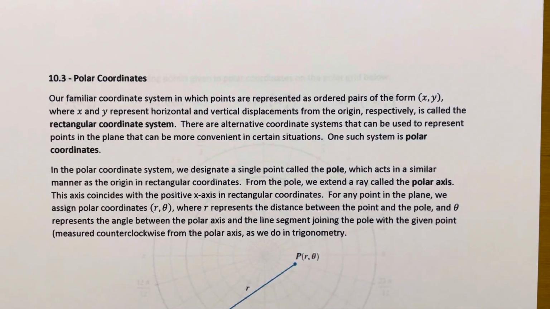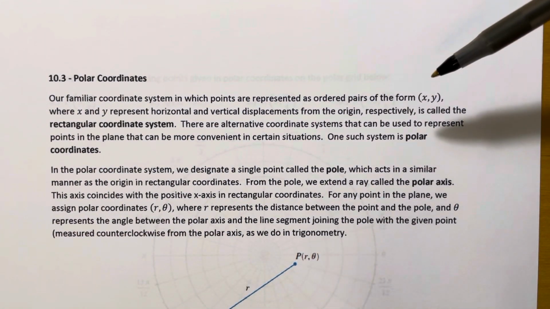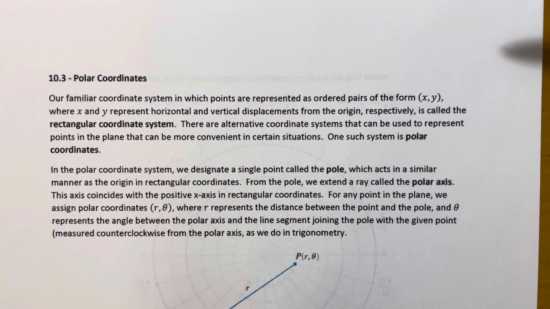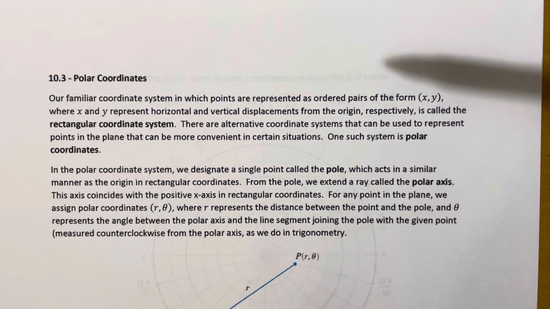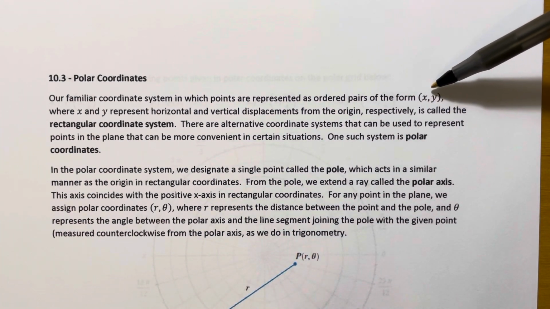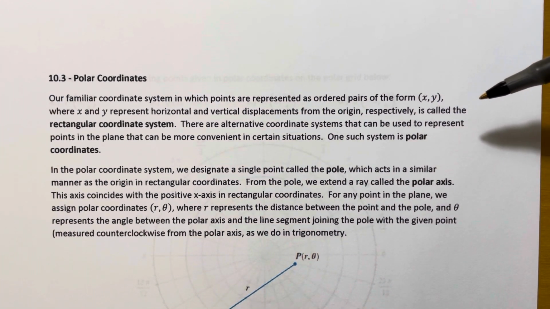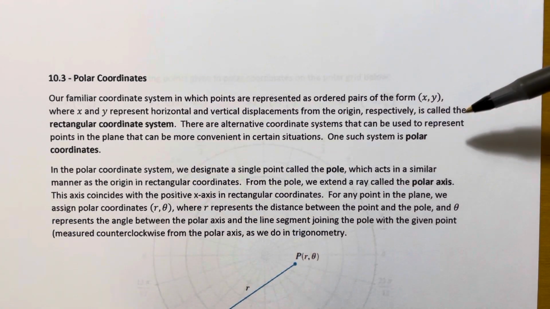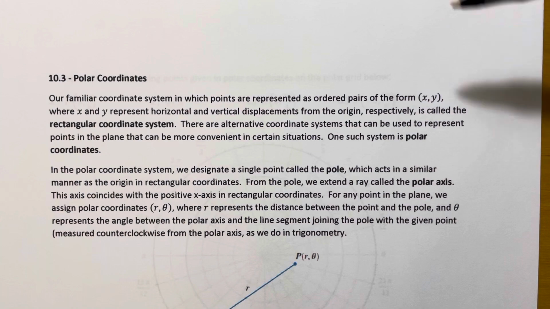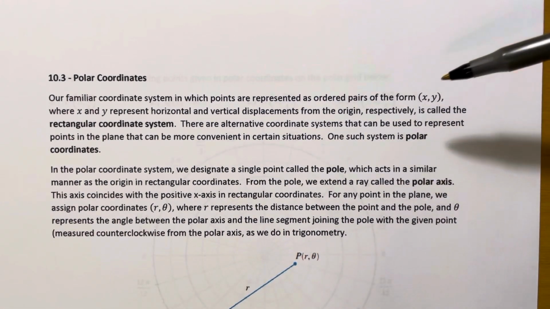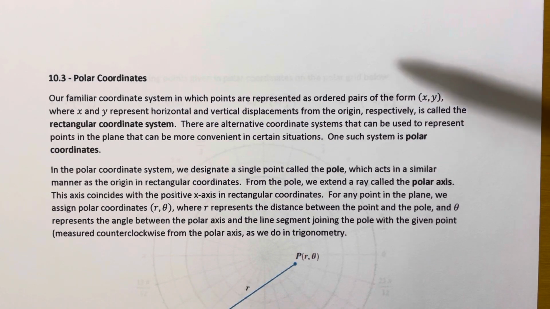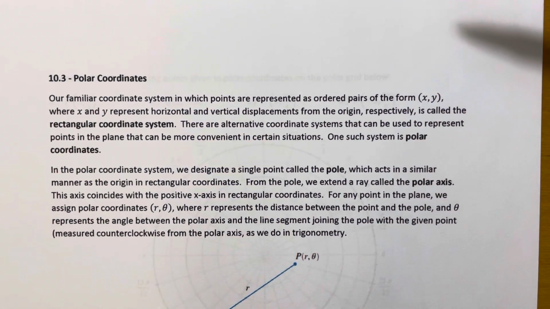So to get into it, what are polar coordinates? Well, so far, everything that we have done as far as graphing curves and regions and things like that, we've been working in one coordinate system, which we call rectangular coordinates. It's a two-dimensional coordinate system where points are represented as ordered pairs of the form (x, y), where the x represents the horizontal displacement of the point relative to an origin, and the y represents the vertical displacement of a point relative to that origin. So we call that the rectangular coordinate system, and the reason for that is because it's easy to describe rectangles in that system.